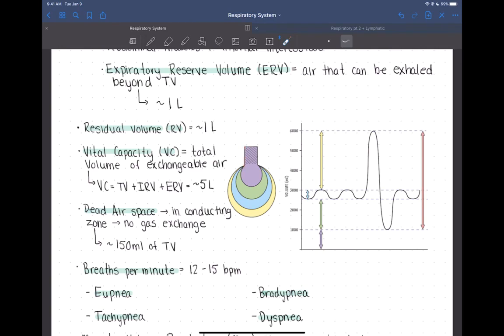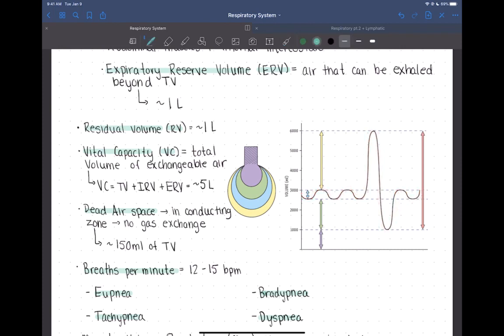It's color-coded, all right? What we see here is this person doing some normal quiet breathing, so quiet inhale, exhale, and then they take a big inhale in, and then they exhale out as much as they can, and then they go back to a normal quiet inhale and exhale and inhale. So that's what we're looking at.